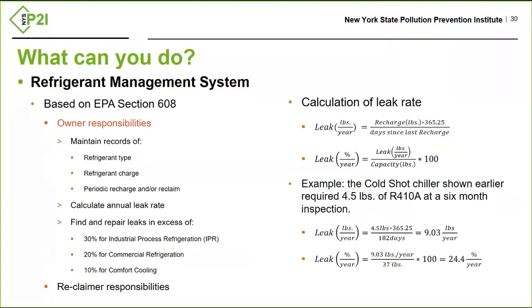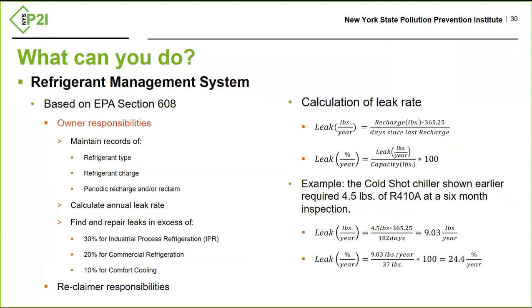And then the second part of that is what is the percentage of the total system capacity that leaks out every year, and that's important. If we move back over to the left-hand side, you'll see that there is a requirement to find and repair leaks in excess of 30% of system capacity for industrial process refrigeration, or 20% for commercial refrigeration, or 10% for commercial cooling. So if you calculate your leak rate and it's higher than one of those, then that should trigger a repair.